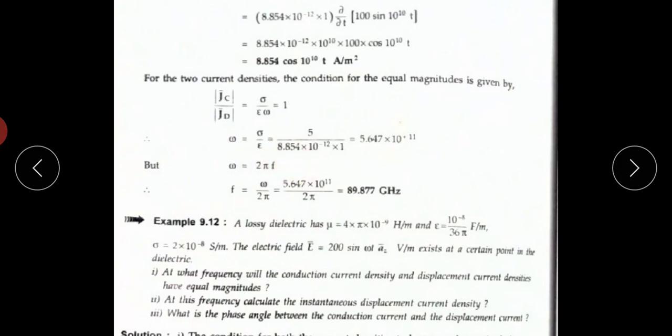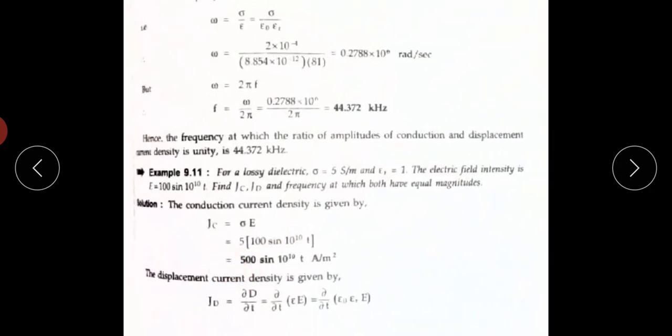We know that omega equals 2 pi f. So f equals omega by 2 pi. Substitute omega value here, 5.647 into 10 to the power of 11 by 2 pi. So finally frequency equals 89.877 gigahertz.